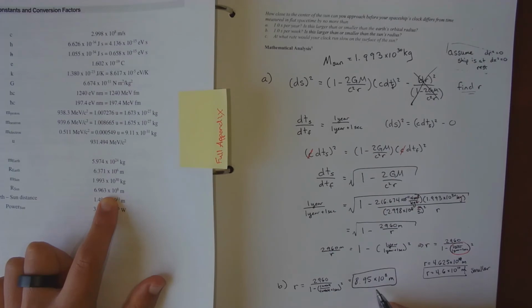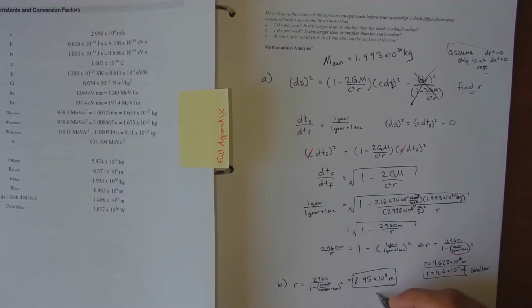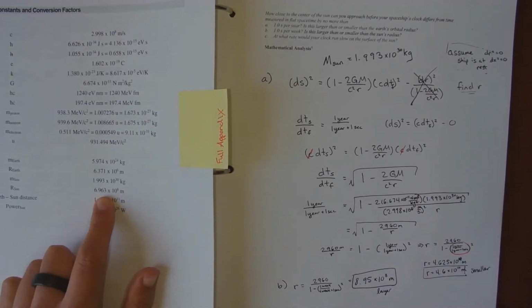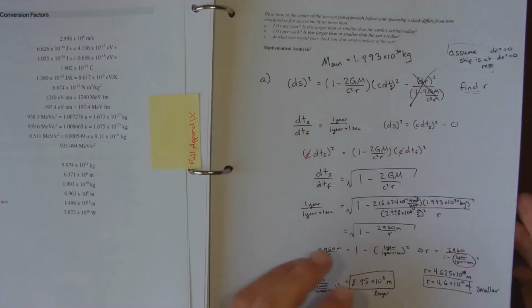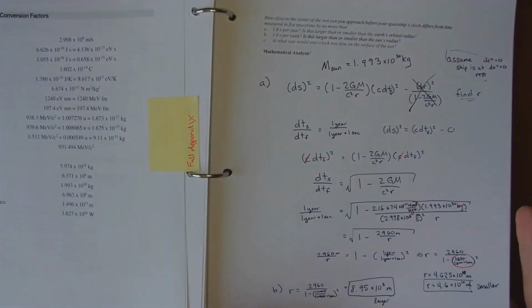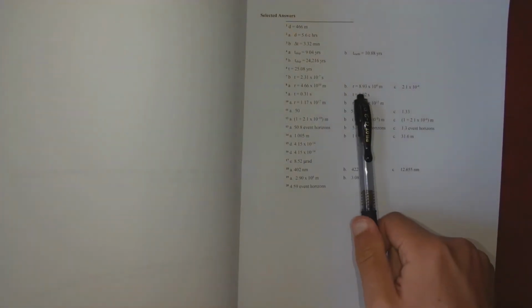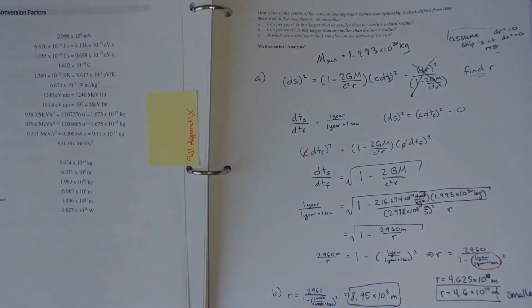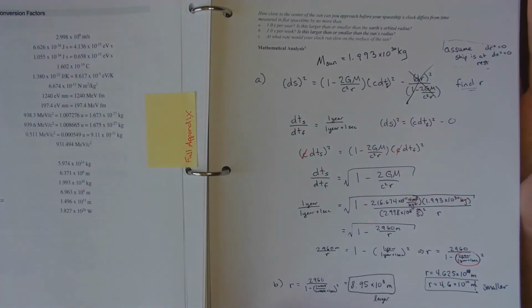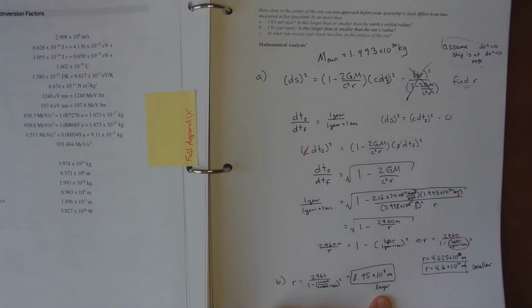So is this larger or smaller than the sun's radius? This would be larger than the sun's radius, but not by that much. I think actually we should check the answer in the back of the book for this. So they say 8.93 times 10 to the 6th there, but I'm pretty sure that this is a mistake, and this is supposed to be times 10 to the 8th. So as long as that is a mistake, this would really be larger than the radius of the sun.